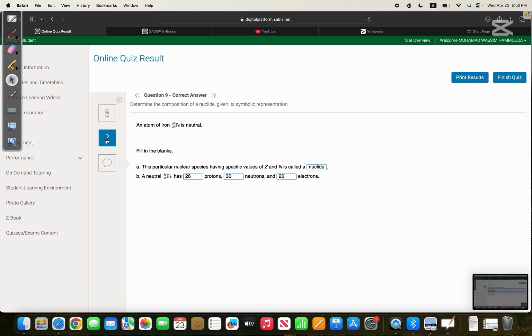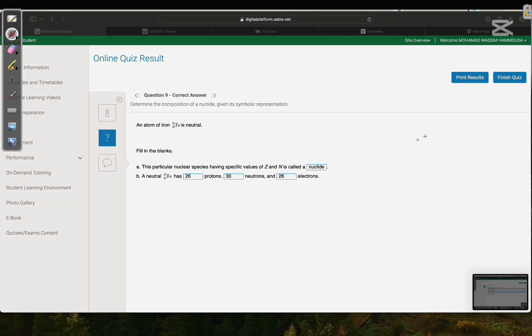This particular nuclear species having specific values of Z and N is called a nuclide. Z and N are basically the atomic number and the mass number, which we know from chemistry. An atom of iron, Fe, is neutral.